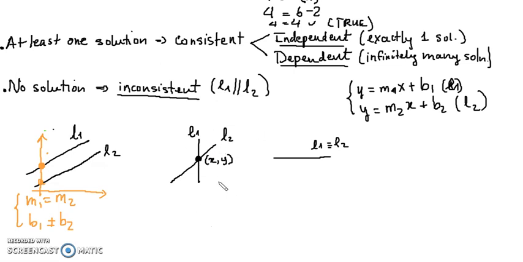The same thing for the case where we have two lines that intersect. The only condition we have is m1 has to be different from m2, and that's it. Now, with the two identical lines, we would have two requirements. The first requirement is that m1 has to be equal to m2, and then b1 has to be equal to b2.